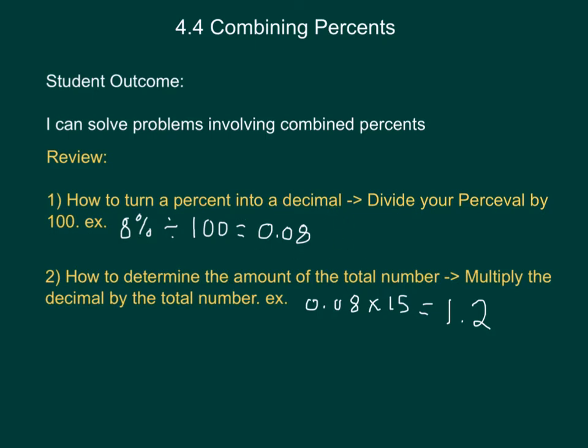Pretty easy. The second thing to remember for today's lesson is how to determine the amount of a total number, so the percent of a number. That is just taking your percent, dividing it by 100 to get your decimal, and multiplying your decimal by the entire amount. That's the important thing to remember from 4.3. Now we're going to use what we know in today's lesson.